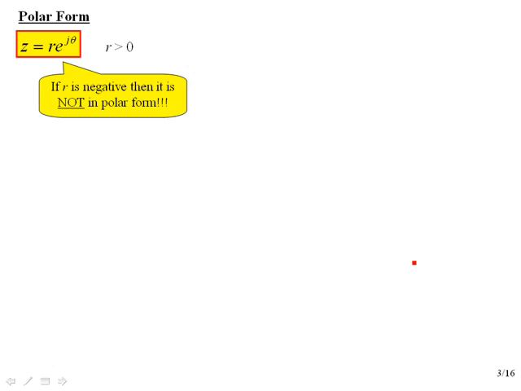Okay, so let's talk about polar form. We're just defining polar form here. We're not connecting it back to rectangular form yet, but we'll show how to do that in just a bit. We define polar form for a complex number this way, and I'm specifically calling attention to this fact: r must be a positive real number, so r must be real and r must be greater than 0. If r is negative, then it is not in polar form. And theta can be anything.